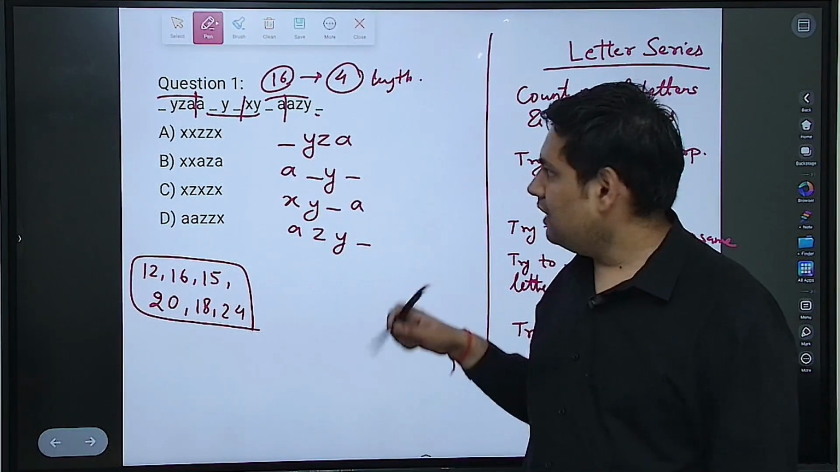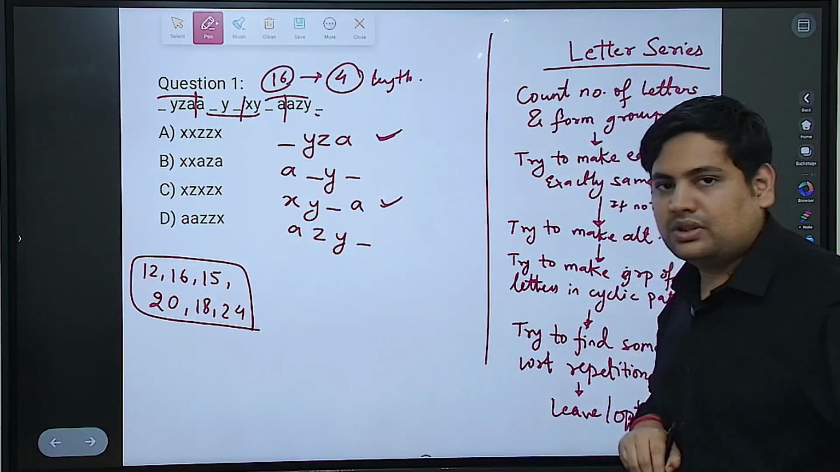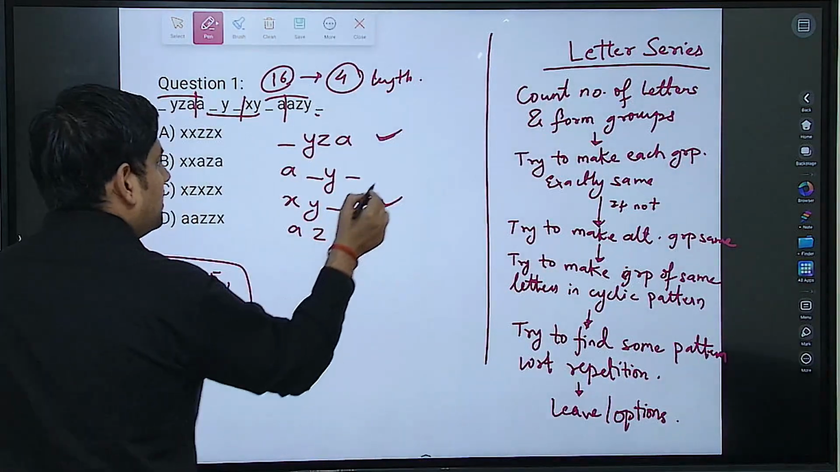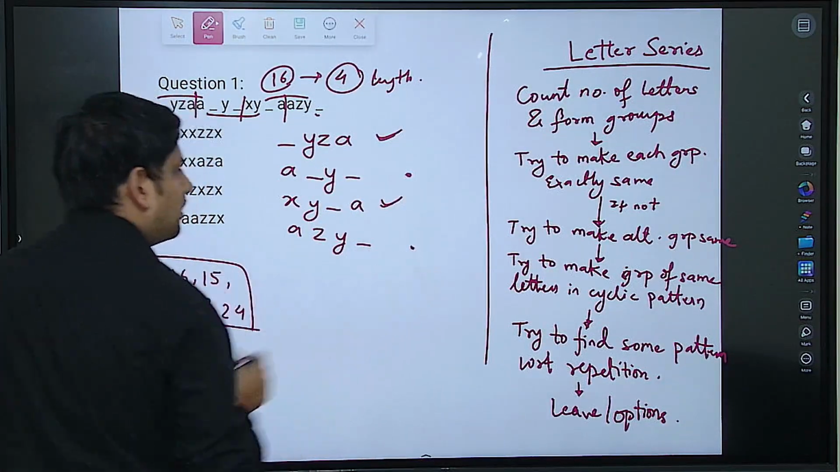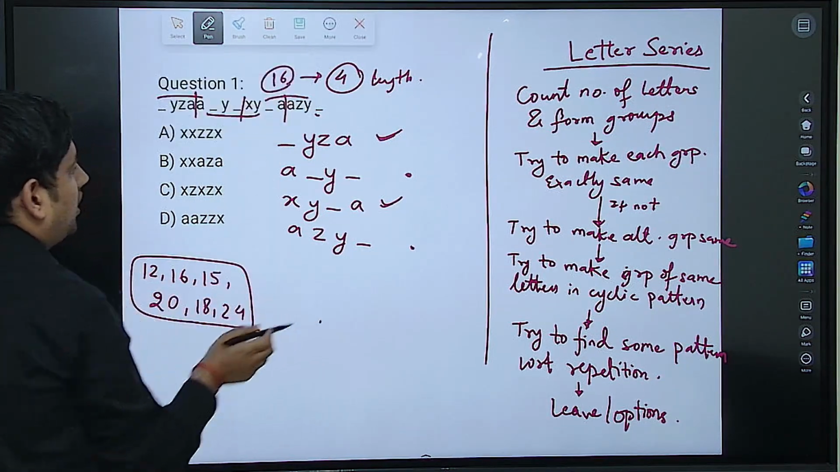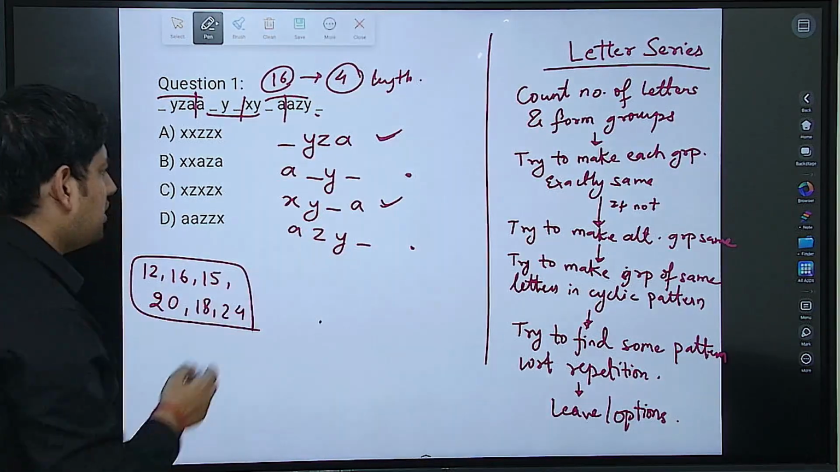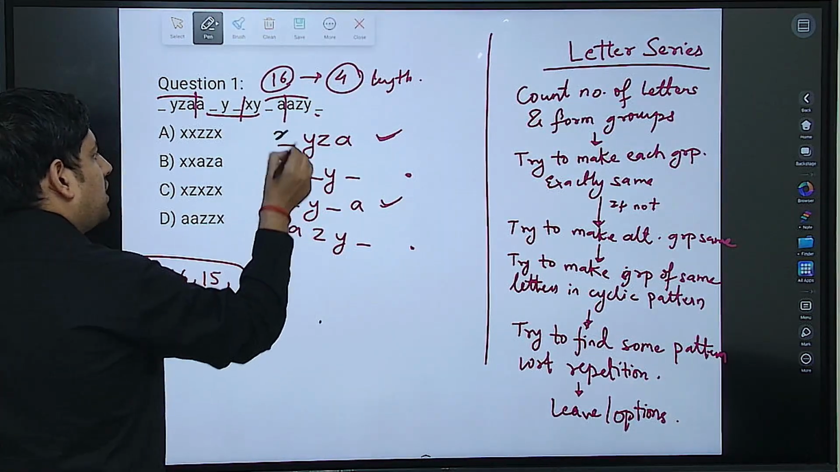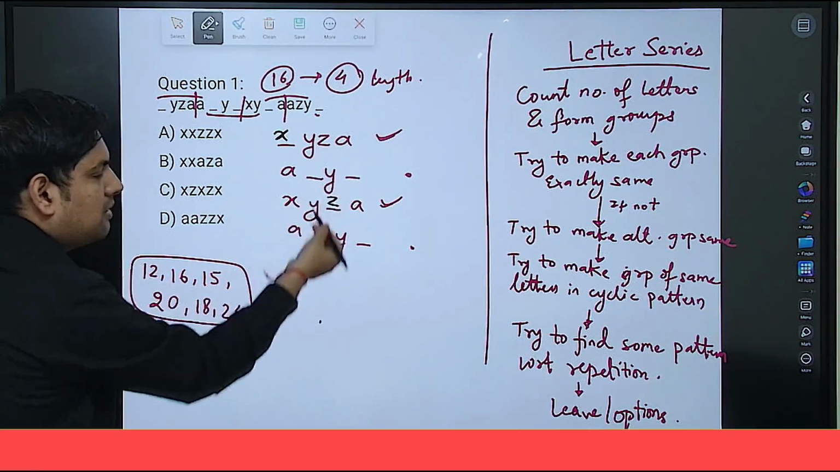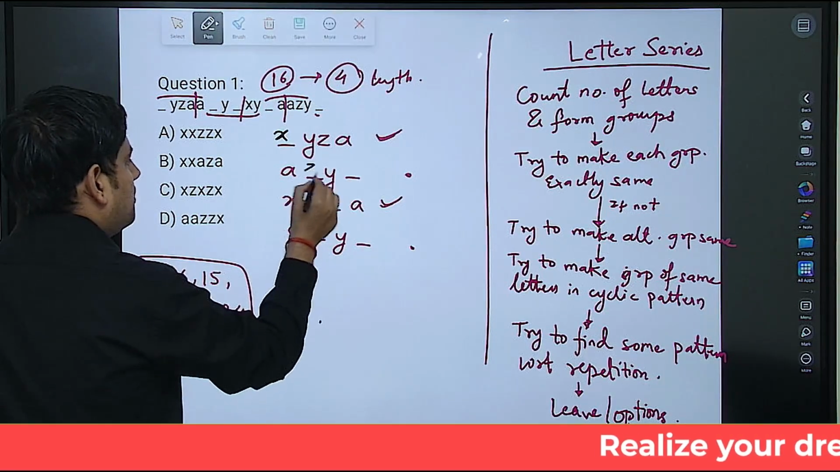Now second thing, can I try to make alternative groups the same? Is that a possibility? Yes, it is a possibility, and it is a possibility here also. So you try to make alternative groups the same. How will you make alternative groups the same? Simply, now this and this have to be the same. So what will you do? X is here, so you put X here. Now Z is here, so you put Z here, so that they both become exactly the same. Here also, if Z is here, you put Z here.